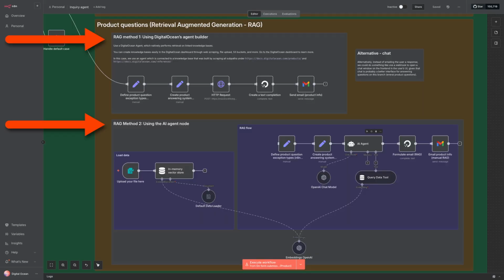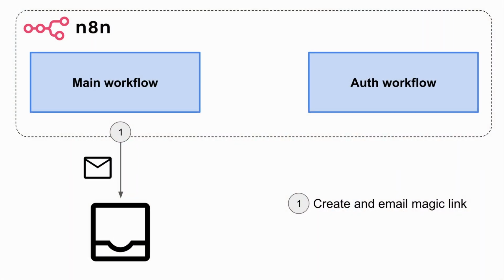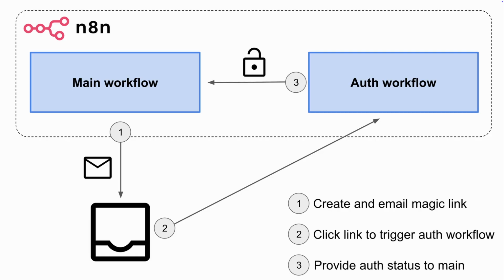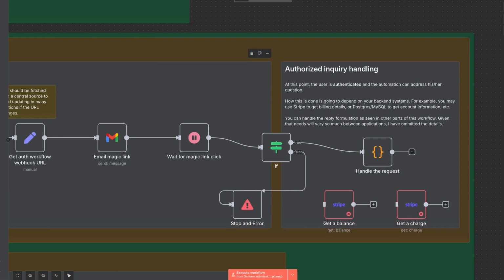In the last couple of videos, we saw different methods for building RAG agents to answer product questions in n8n, but what if a user wants account-specific information? To authenticate a user's request, we're going to build a magic link, send it to the user's email, and then when they click it, it will trigger our authentication workflow. That workflow will return an authentication status to our main workflow, which we can use to determine how to respond to the user's query. So what actually is a magic link?